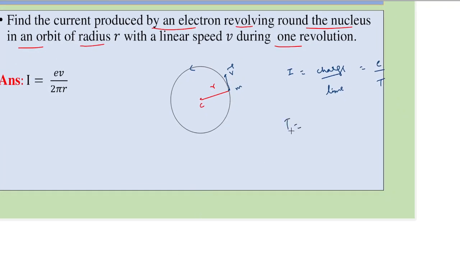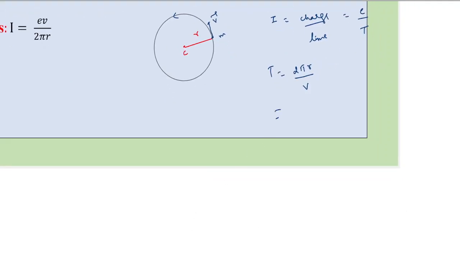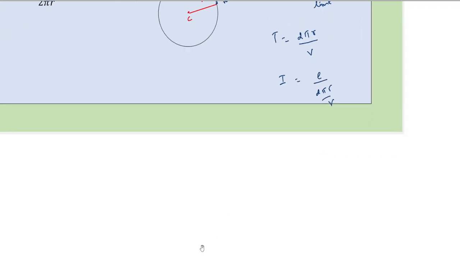But capital T itself is equal to distance by speed. Here the distance covered for one rotation would be its circumference, which is 2 into pi into r, and speed is v. So putting it back here, we get I is equal to E by 2 pi r by v. So v goes on top. Therefore current in this case is equal to EV by 2 into pi into r. So the motion of an electron will produce a current, and that current is given by this form.